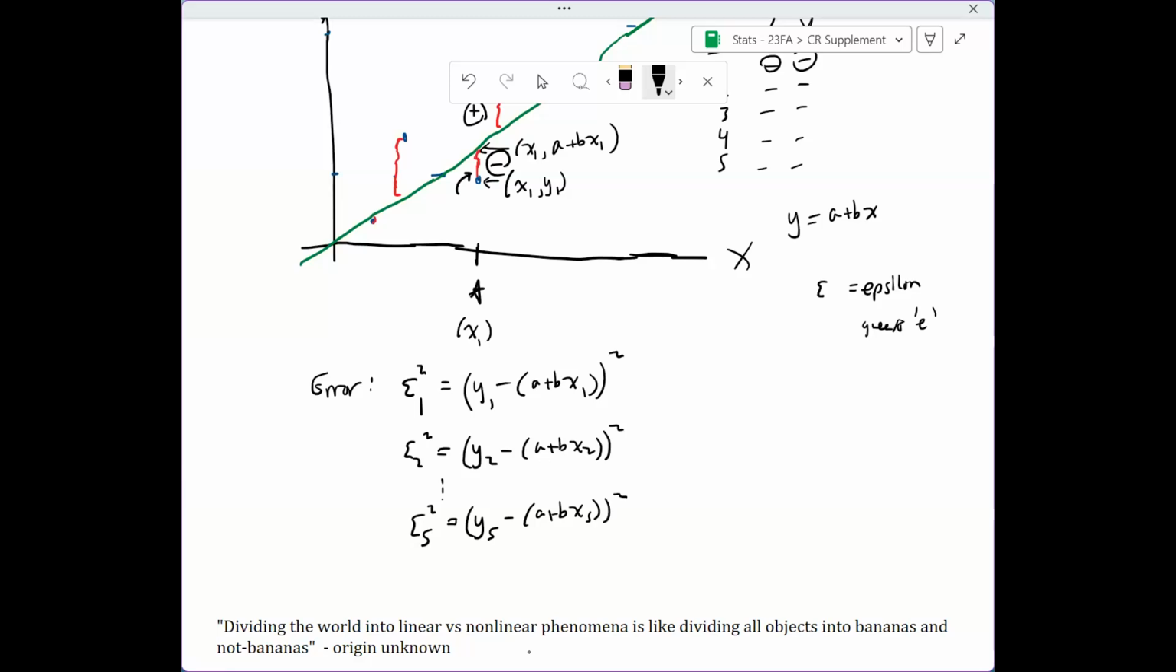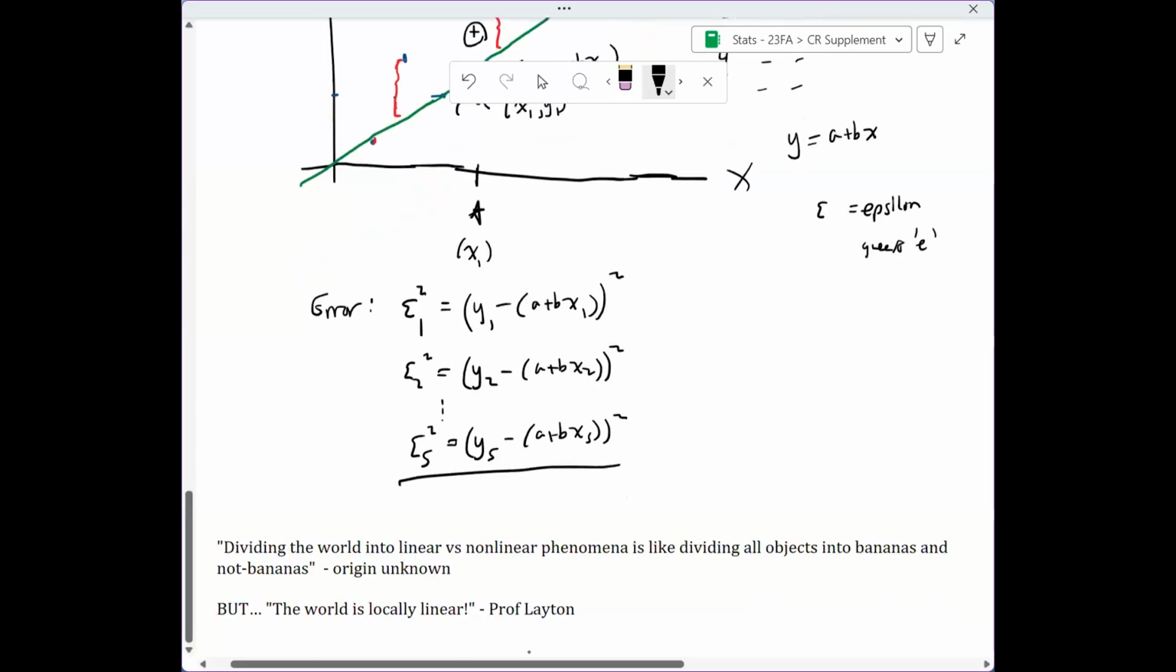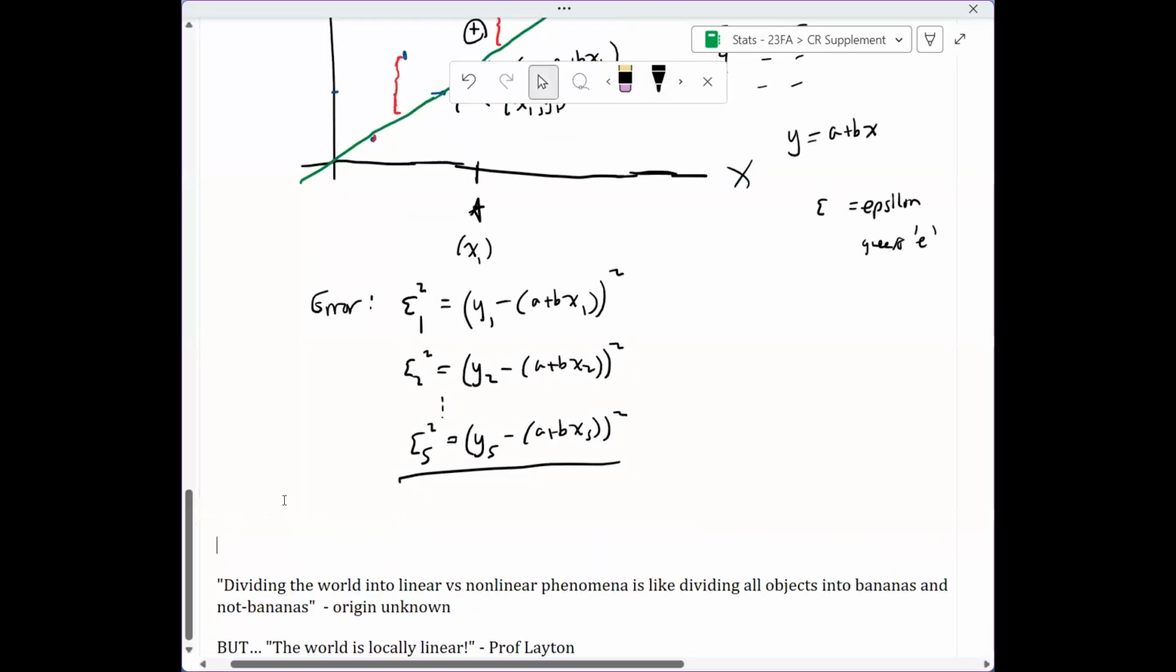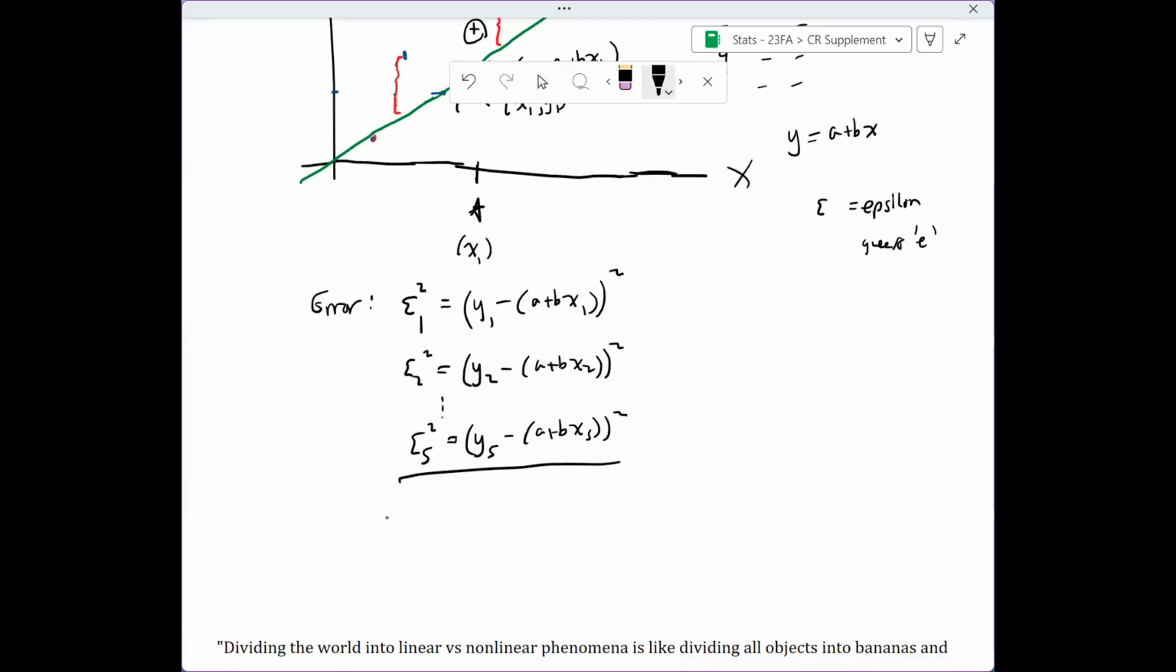And again, I see that as I change A and B, each of these errors squared is going to change. Then I can add them together. And when I add them together, I get what's called the SSE, the sum of squared errors. Note that SSE is a function of A and B. For different choices of intercept and slope, I end up with different sum of squared errors.